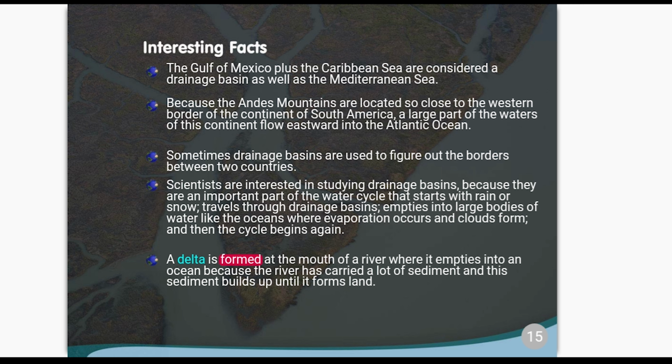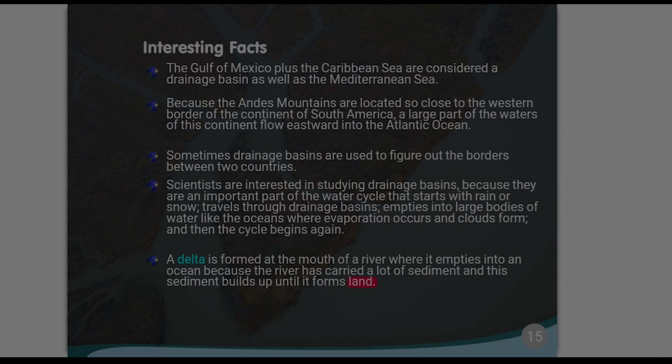A delta is formed at the mouth of a river where it empties into an ocean because the river has carried a lot of sediment, and this sediment builds up until it forms land.